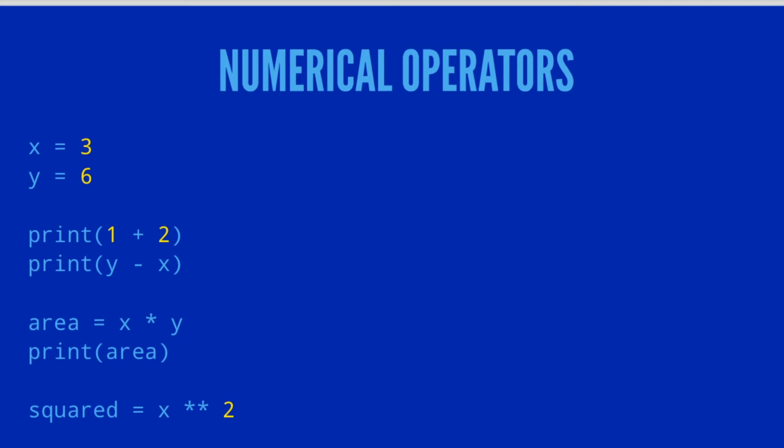Then we had our numerical operators. Here x equals the integer 3, and variable y equals integer 6. Then we can just print the integers 1 plus 2 and it'll print out the value of 3. Or we could print the variables y minus x, which would be 6 minus 3, giving us a value of 3. Or we can have another variable called area as x times y and then print the area. So if we printed the area, what value would we get here?